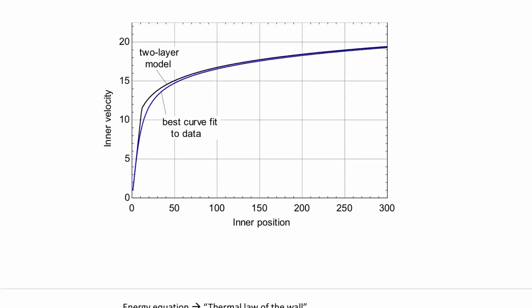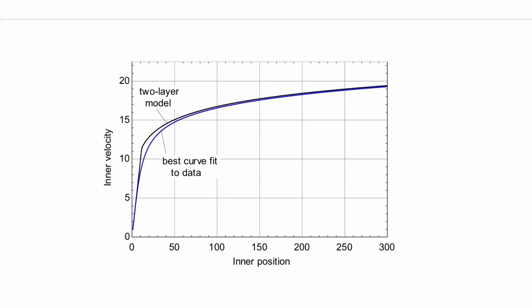So this is the velocity profile. Again, you can see how it fits. There is some error, but you do a pretty good job with it. This is one of the laws of the wall, or a representation of the law of the wall, which is just a velocity profile as a function of inner position.